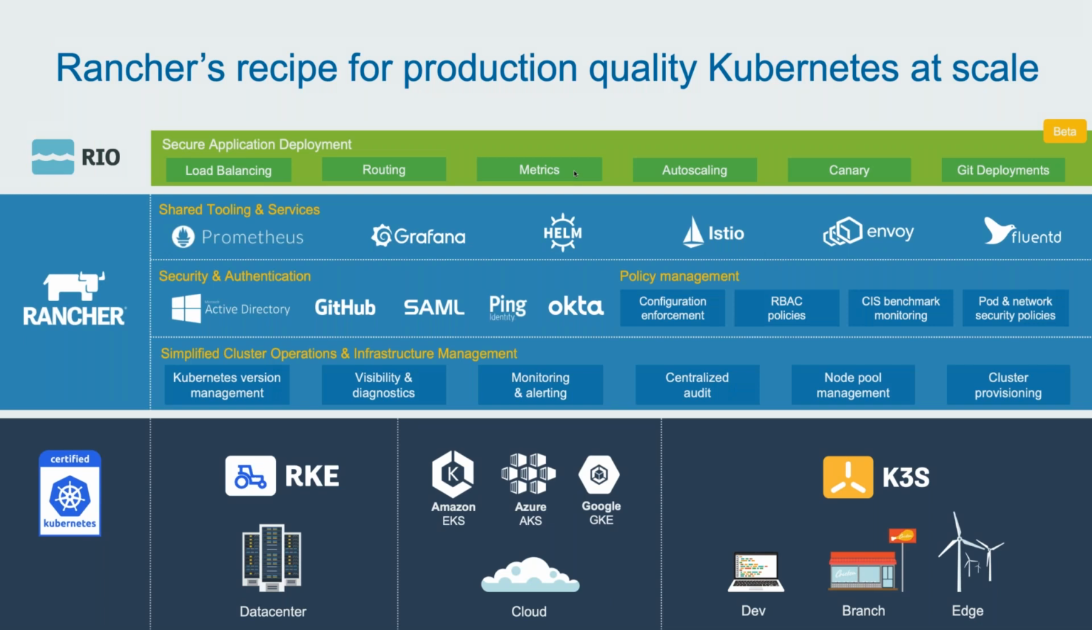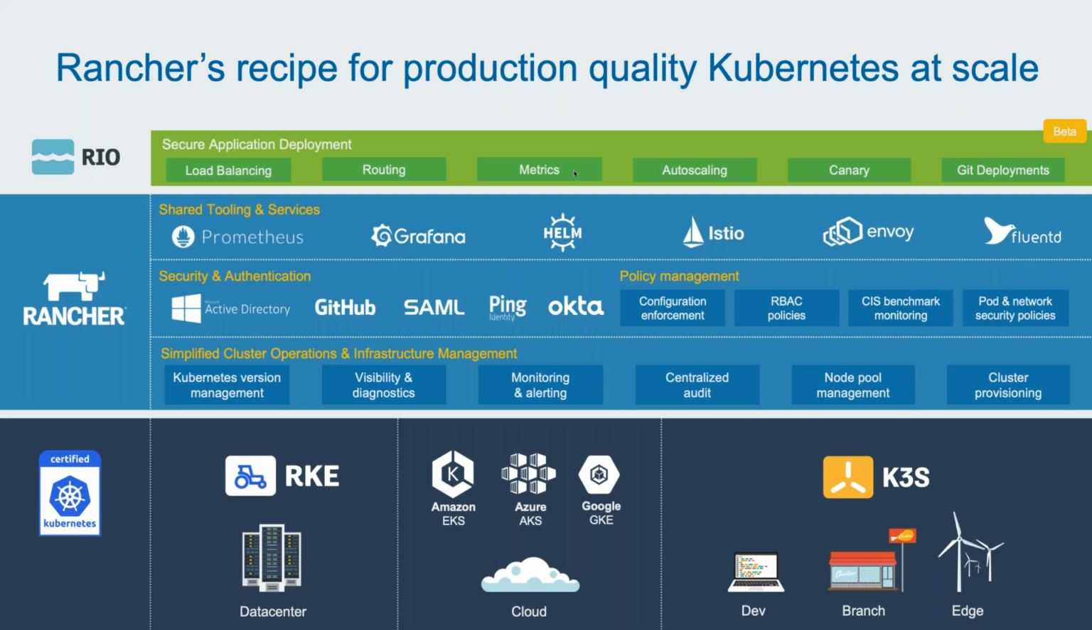From a certified Kubernetes distribution perspective, we've got RKE in there, which is our distribution for on-prem and hybrid, and also K3s, which is a lightweight version of Kubernetes that we launched about this time last year. It's been hugely popular. It's ideal for development laptops, or running Kubernetes in branch and edge locations on low resource hardware, and often ARM hardware as well.